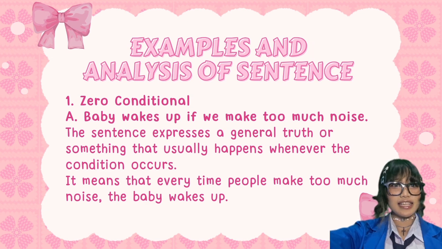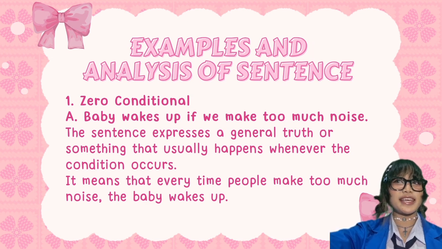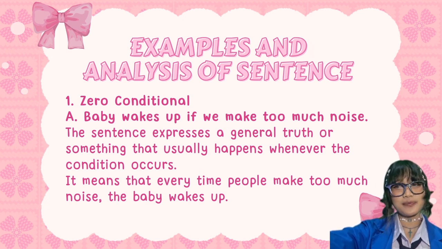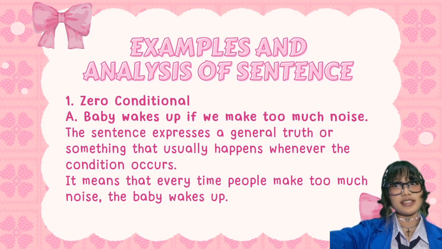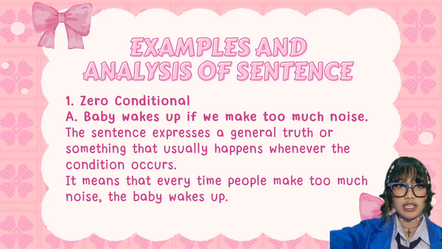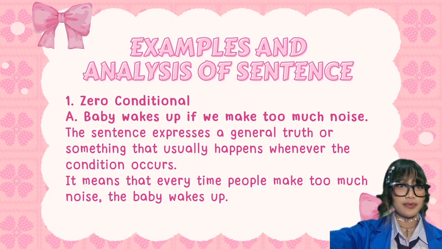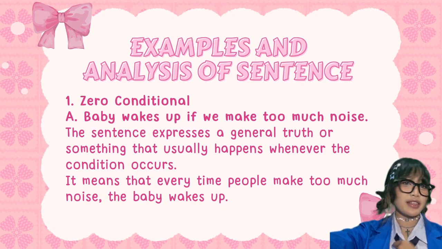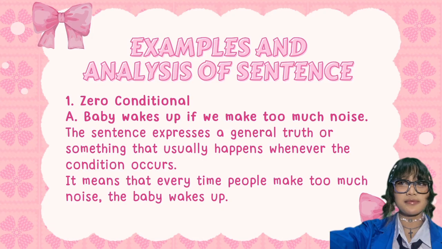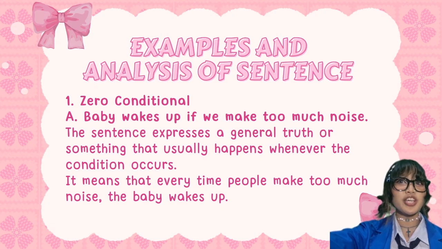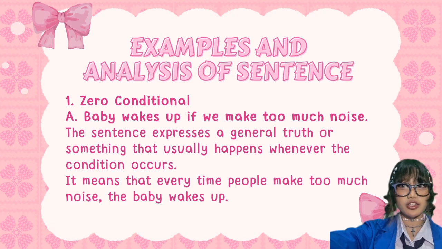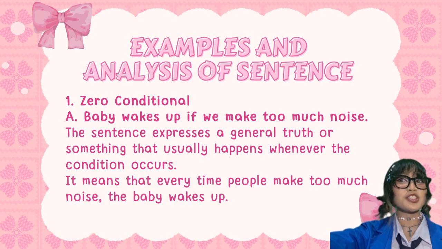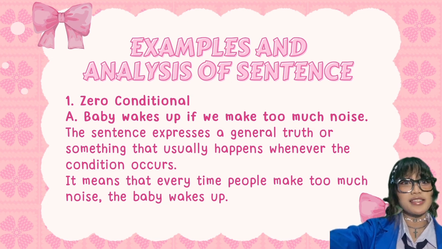Okay everyone, let's move to examples and analysis of sentences. First, we're gonna analyze the zero conditional. A, baby wakes up if we make too much noise. That's the example sentence, guys. The sentence expresses a general truth or something that usually happens whenever the condition occurs. It means that every time people make too much noise, the baby wakes up.